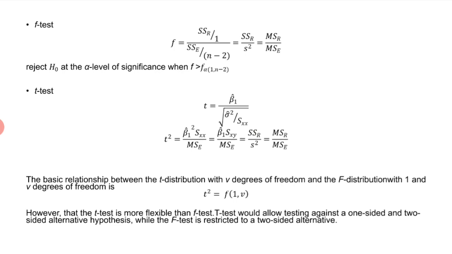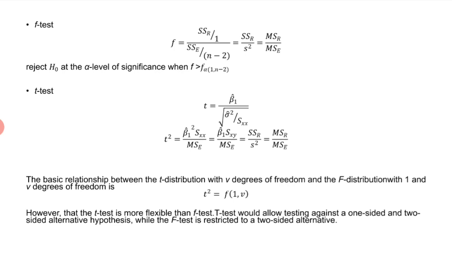The basic relationship between the t-distribution with v degrees of freedom and the F distribution with 1 and v degrees of freedom is t squared equals F(1, v). However, the t-test is more flexible than the F-test. The t-test allows testing against a one-sided and two-sided alternative hypothesis, while the F-test is restricted to a two-sided alternative.